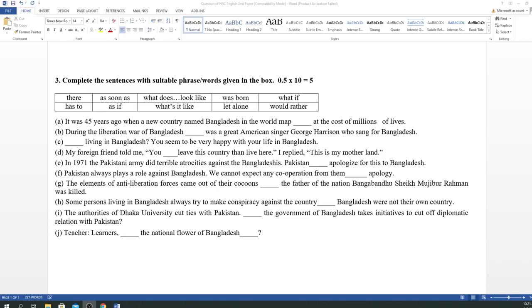Next one. Pakistan always plays a role against Bangladesh. We cannot expect any cooperation from them. Blah, blah, blah, blah. Apology. What should be the answer? Excellent. What should be the answers? Dear students, I want everybody. Mahfuz Sarkar, you are not correct. Roman Sarkar. What should be the answer of question number F? Yes, yes. Mushfiqur Sharon, excellent. Sharon, thank you. What are the answers of other students?